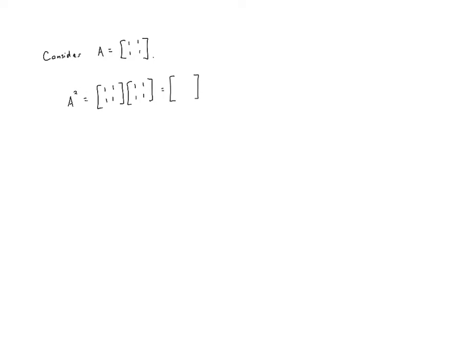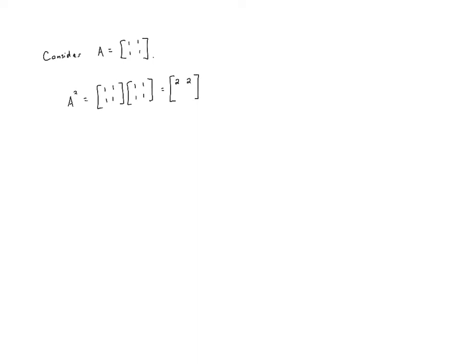And for each of the elements, we need to take the inner product. So for this one, we're in the first row and the first column. So we take the inner product of the first row and the first column. 1 times 1 is 1, 1 times 1 is 1, and 1 plus 1 is 2. For the next element, we're in the first row and the second column. So we take the inner product of the first row and the second column. Again, 1 times 1 is 1, 1 times 1 is 1, and 1 plus 1 is 2.